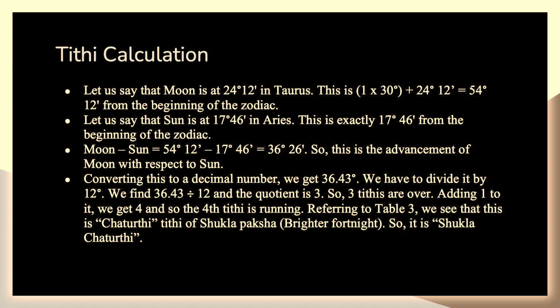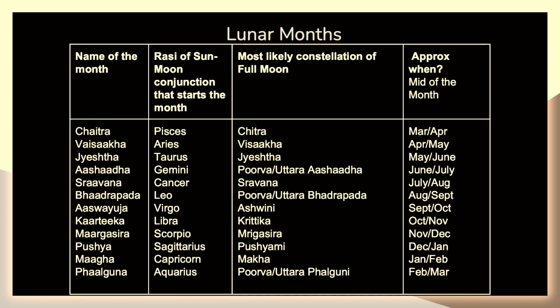Then the next one is also related to Tithi, that is lunar month. You will see the names of the months: Chaitra, Vaishakha, Jyeshtha, Ashadha, Shravana, Bhadrapada. These are names of nakshatras. So how do we get the name of each month? The name of each month comes from the nakshatra the moon is in at the full moon of that month. For example, in Chaitra Mas, the moon will be in Chitra on the full moon day. That's how the name comes from that particular nakshatra.